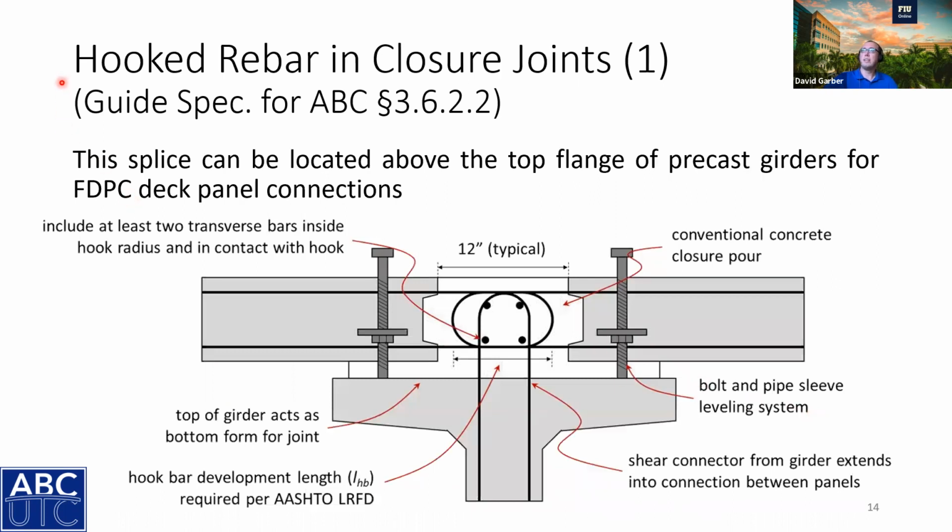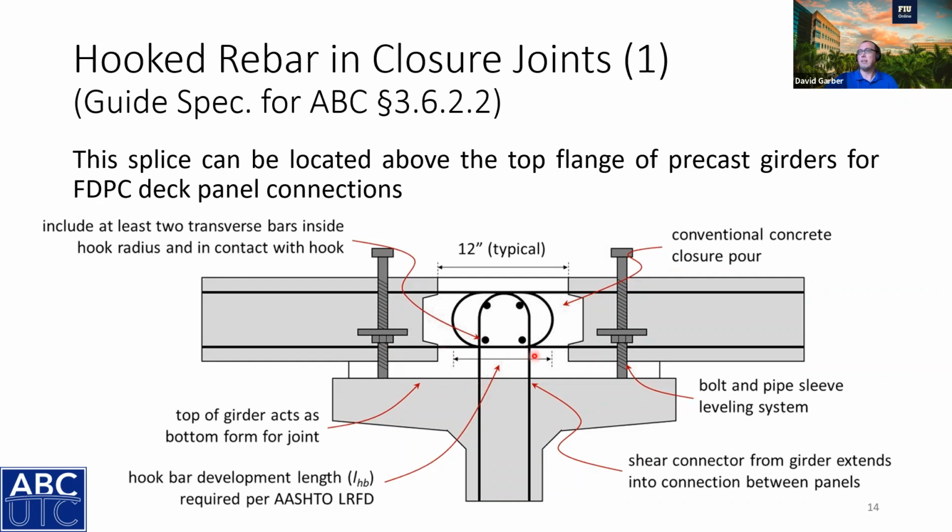The next category here is hooked rebar. Here's a typical detail. We have our hooked rebar coming from our adjacent panels. I show a Boulden pipe leveling system. This system allows you to level these precast panels for your riding surface and easily adjust the height. Then the joint can be over the top flange of your steel or concrete girders, and that acts as your bottom form here.